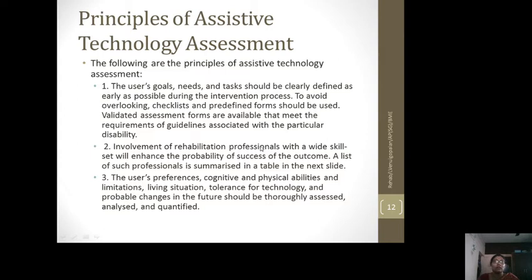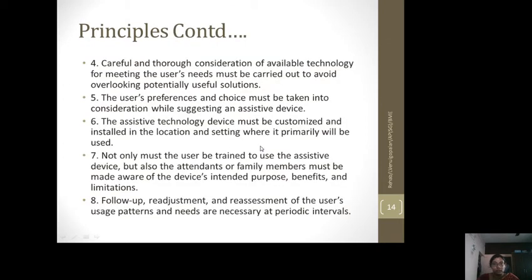Just because we have something really technologically advanced, like a very sophisticated device, does not mean that we should use it, right? We should use a device that is actually useful to the patient. That's what the third principle says. We've already discussed this. So the fourth principle says that careful and thorough consideration of available technology for meeting the user's needs must be carried out to avoid overlooking potentially useful solutions.